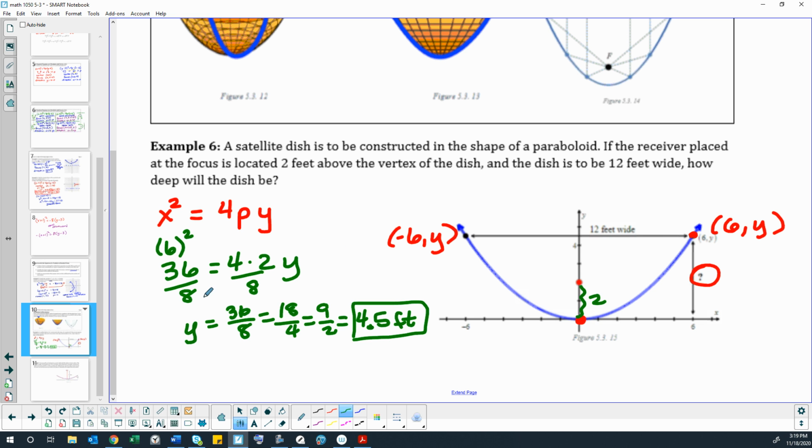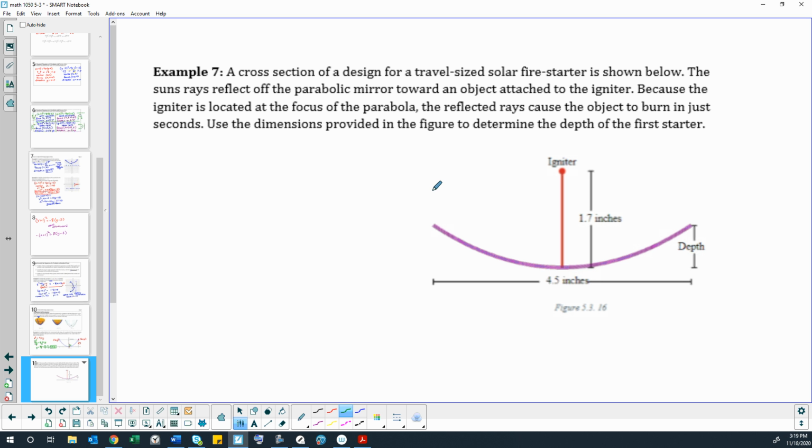All right, let's do a very similar but slightly different problem. Example 7. Cross-section of a design for a travel-sized solar fire starter is shown below. The sun's rays reflect off the parabolic mirror toward an object attached to the igniter. So something here that's very flammable. Because the igniter is located at the focus of the parabola, the reflected rays of the sun bouncing off of the parabola here cause the object to burn in seconds. Use the dimensions provided in the figure to determine the depth of the fire starter.